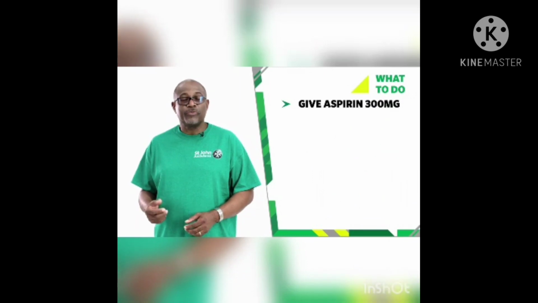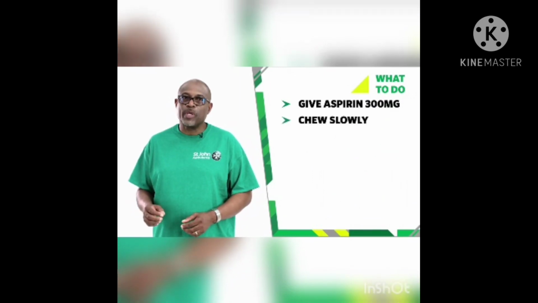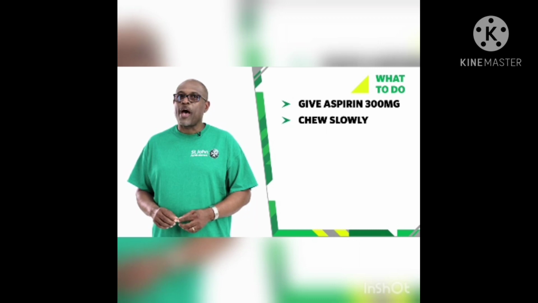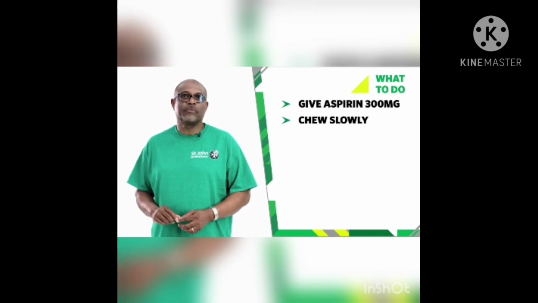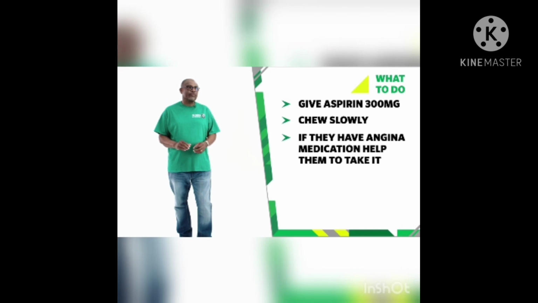Then, if you can, and if they're not allergic, give them an aspirin tablet, 300 milligrams, and tell them to chew it slowly. Aspirin should not be given to someone under the age of 16. If they have angina medication, you can help them to take it.